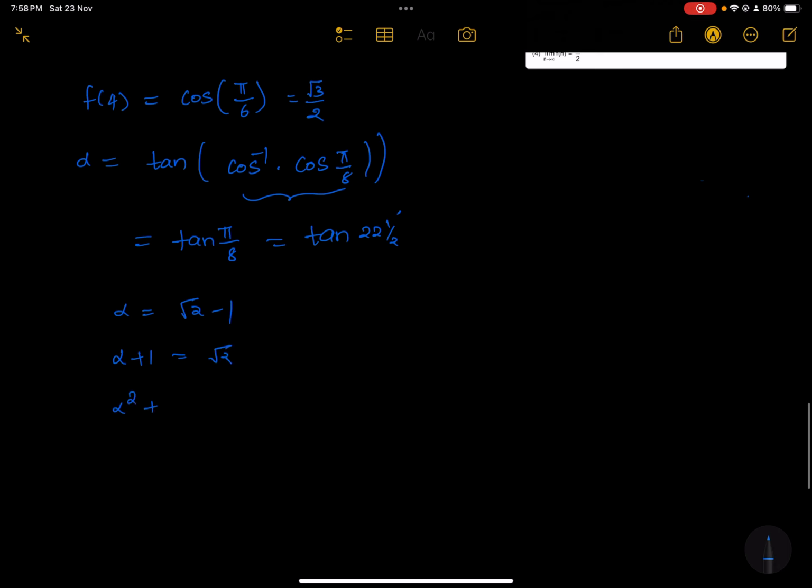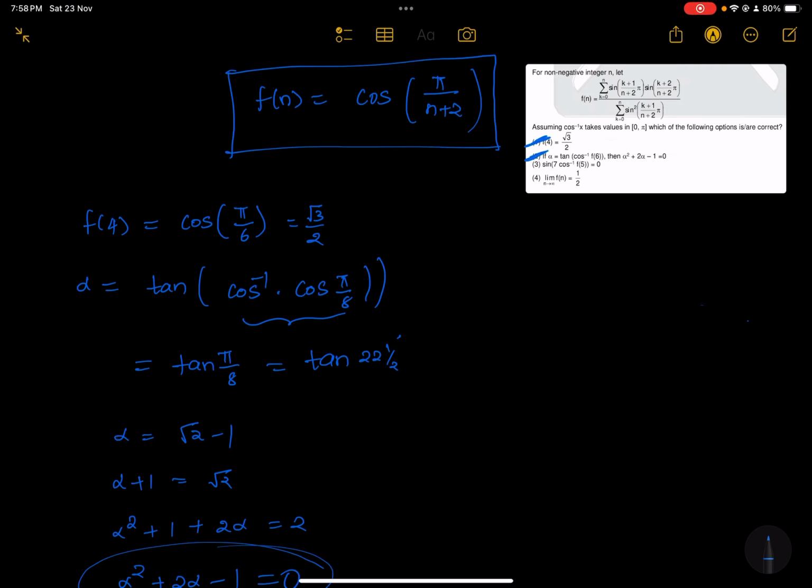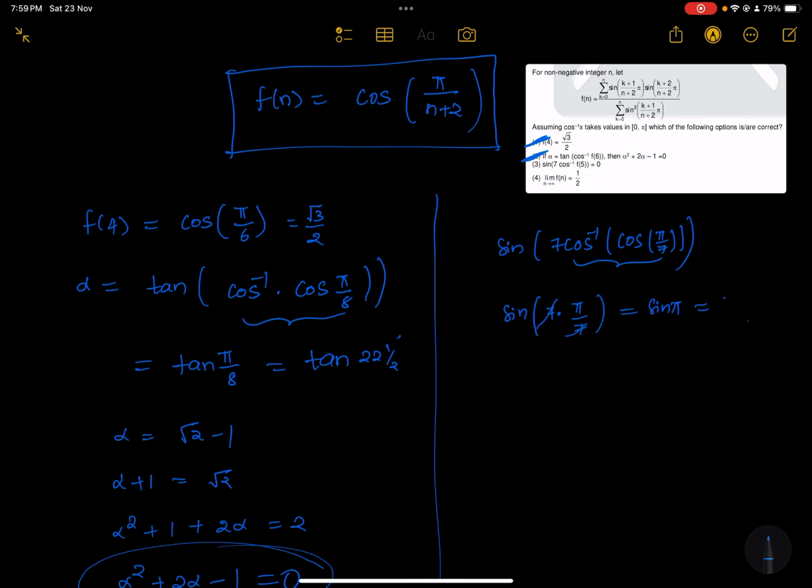Squaring on both sides, alpha square plus 1 plus 2 alpha is equal to 2. Bring 2 to this side. So alpha square plus 2 alpha minus 1 is equal to 0. So this is the equation. The same equation is given in the second option. So option 2 is also correct. Let us go to option 3. Sine 7 cos inverse of f of 5. What is f of 5? Cos pi by 7. So cos inverse gives pi by 7. So sine 7 into pi by 7. So 7 gets cancelled. This is sine pi. Sine pi is 0. So option 3 is also correct.